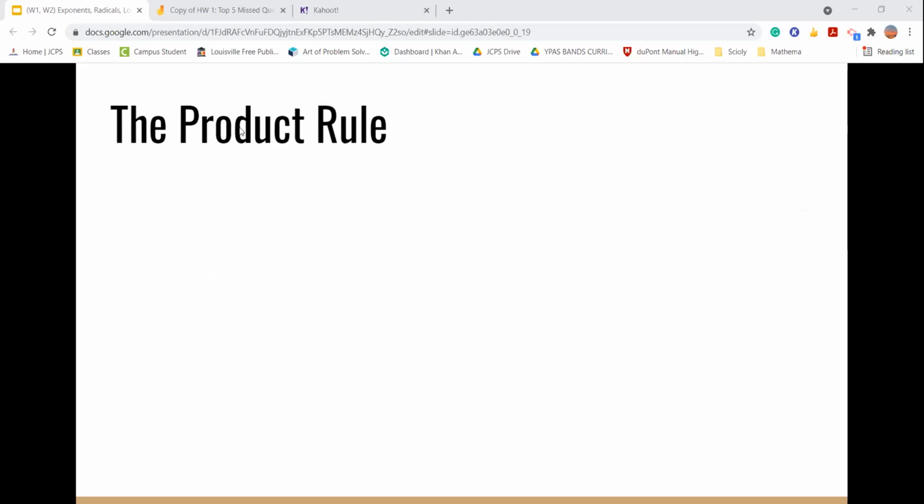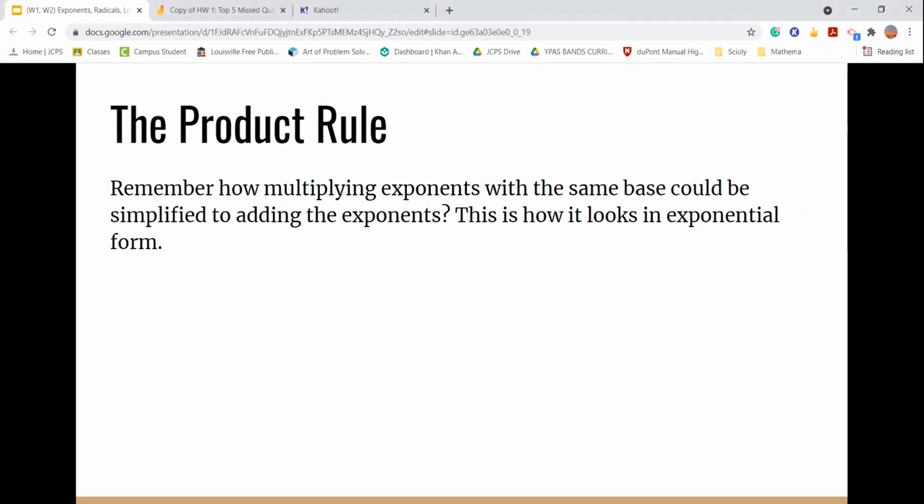All right, so as you can see, we're running tight on time, but we're going to go over the more basic and important rules with logarithms. The first one we're going to look at is the product rule. Remember how multiplying exponents with the same base could be simplified to adding the exponents. So let's see it in action. 2 to the power of 4 times 2 cubed is equal to 2 to the power of 7. What I did was add these exponents. Remember that from last week?